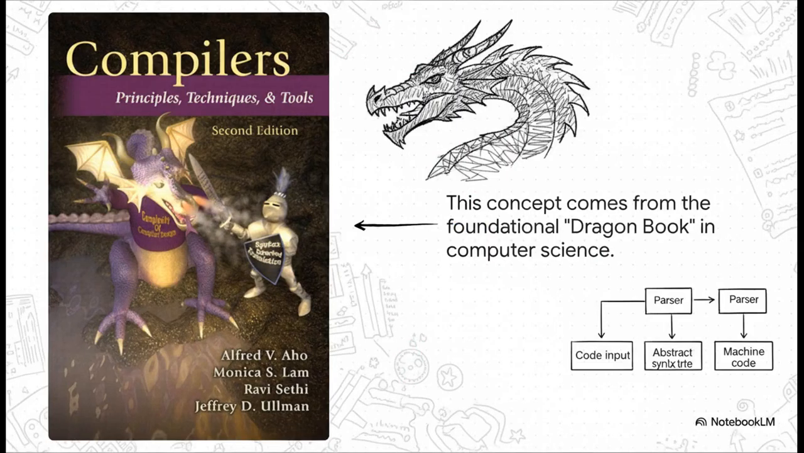And this isn't just some abstract theory I cooked up. The ideas we're talking about come straight from one of the most important books in all of computer science. It's often called the Dragon Book. This is literally the textbook that generations of programmers and computer scientists have used to learn how to build the very tools that run our modern world.